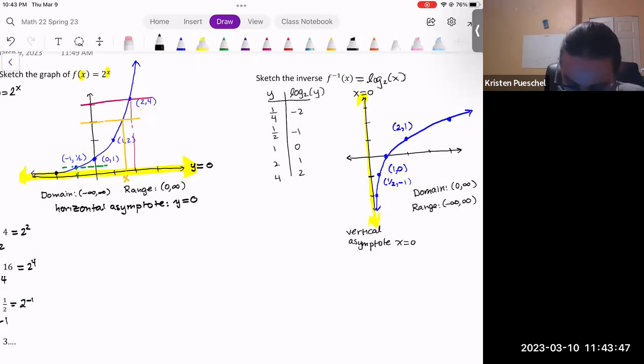All right. Great. And so this is our inverse function. Fabulous.